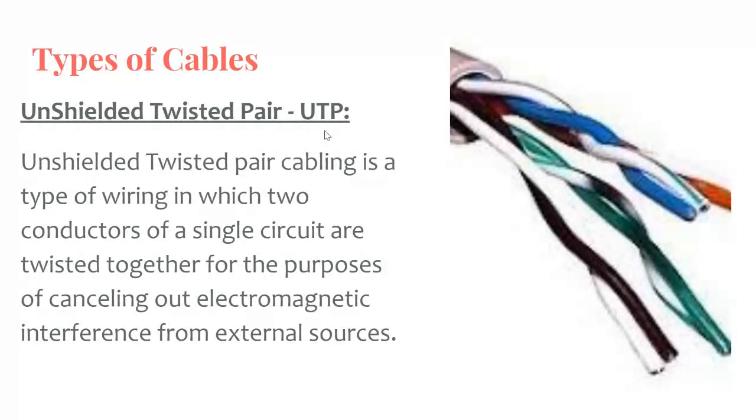Unshielded twisted pair is the most common one. It is a type of wiring in which two conductors of a single circuit are twisted together for the purpose of cancelling out electromagnetic interference from external sources.